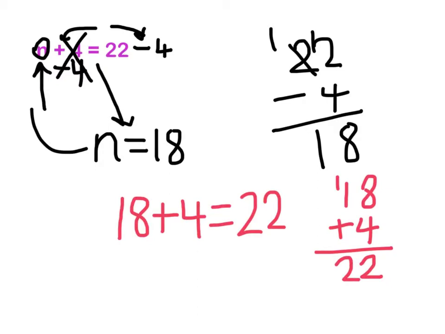The answer really is 18. So you're really just doing the opposite of what's in the equation to get the variable by itself. And then you'll find out, by checking, if your answer is correct.